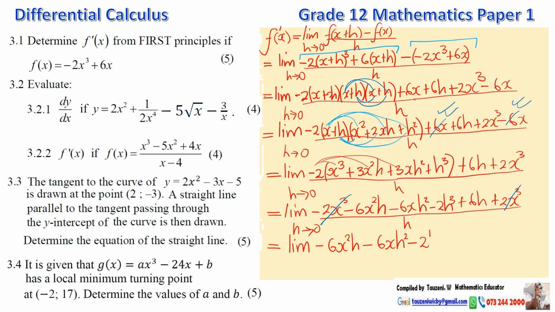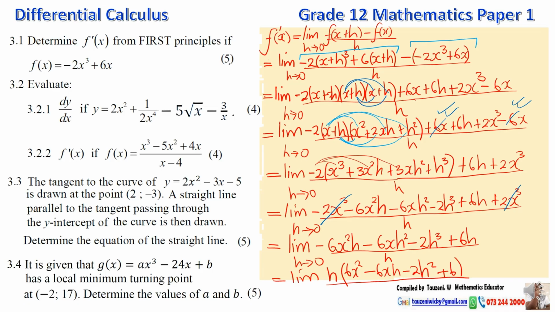If h is not a common factor, then it becomes impossible to factorize, and that means we won't be able to find the answer anymore. So take out h as a common factor from this expression. That is going to give us the limit of h, then factor of 6x squared minus 6xh minus 2h squared plus 6. I have factored out h from the whole expression.